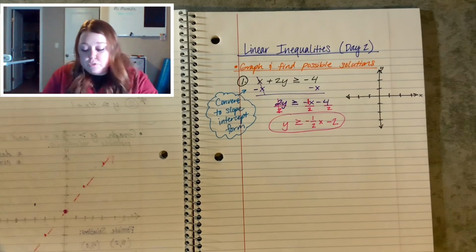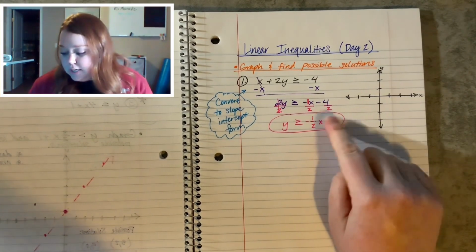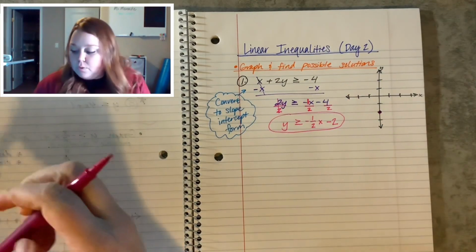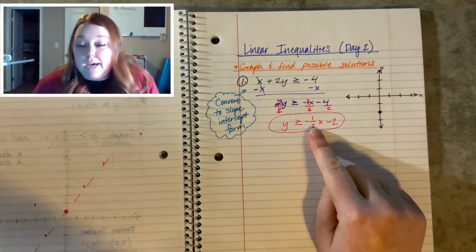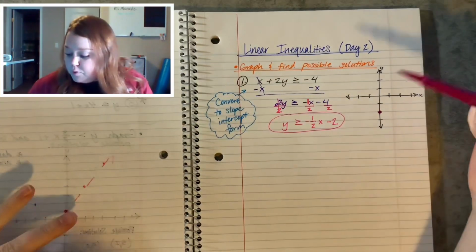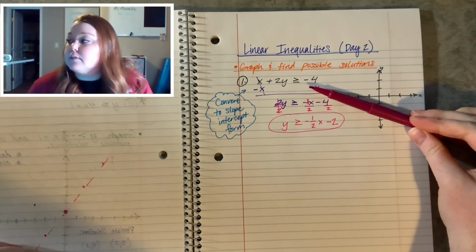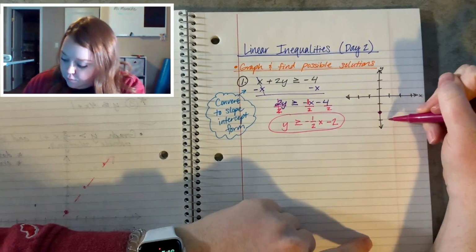Okay, so to graph this, I start with the y-intercept, the b value, which in this case is -2. So I plot my y-intercept at -2 on the y-axis, and then the slope is going to tell me how to move. Okay, so the slope is -1/2. So it's definitely going to be a line like this. It's going to be descending. Since it's negative, I'm going to go down 1 and then right 2.